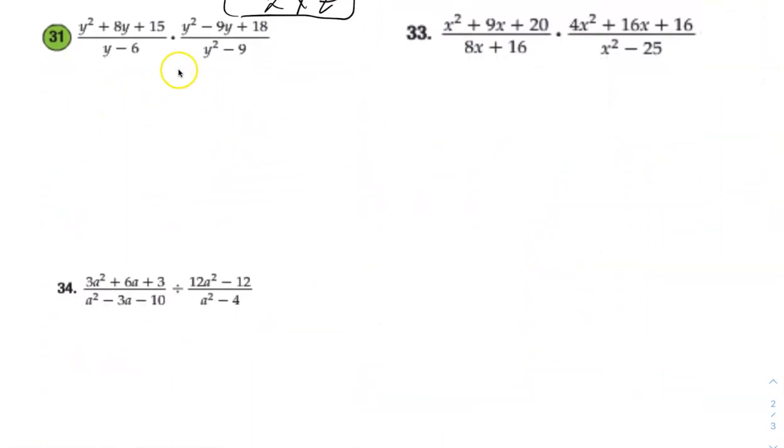So here, back to how we did on the first page, we got to multiply these. So now, again, same idea. Just factor both of these, and then it cancels out. So over here, factor the top. So that's going to be y plus 3, y plus 5.